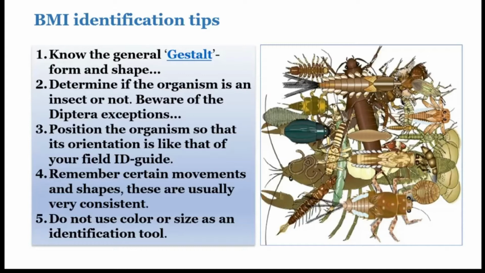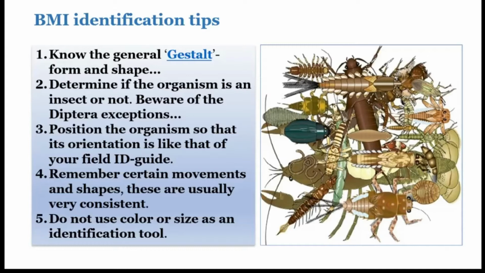When you're identifying a macroinvertebrate, a BMI, try to orient it in a way that's similar to the field guide or key you're using. Most of them are drawn in top view, so once you're looking at something in a small magnifier, orient it in that view and you'll be able to identify it easier. Remember certain movements and shapes. These are usually very consistent across the board. They move a certain way, they act a certain way in the collection pan, and once you identify those, you can easily identify those in the future.